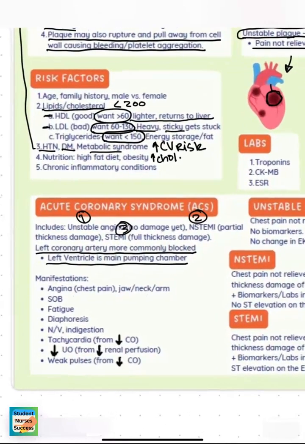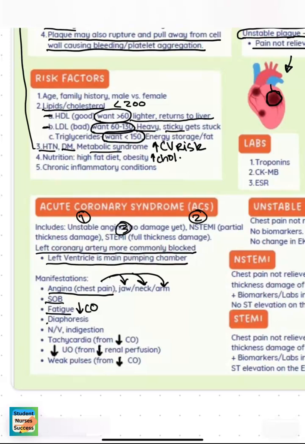In general, manifestations of acute coronary syndrome include angina, chest pain, and that chest pain can radiate down the jaw, the neck, or the arm, shortness of breath, fatigue, and that fatigue is from decreased cardiac output. Now, remember, if you have acute coronary syndrome, you have ischemia to your heart muscle. And what's happening with ischemia is that your heart muscle can't pump well because it's not getting enough oxygen. And that ischemia can actually lead to infarction or death of a piece of your heart muscle. And if part of your heart muscle isn't contracting, that's going to decrease your cardiac output.